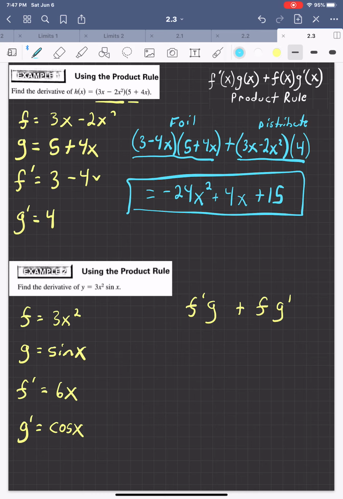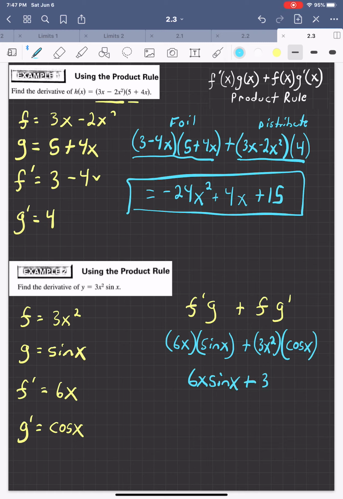So start with f prime, 6x times g, sine of x, plus f, which is 3x squared, times g prime, which is cosine of x. All right, well, there's really no need to have parentheses here because 6x times sine of x is just 6x sine of x.